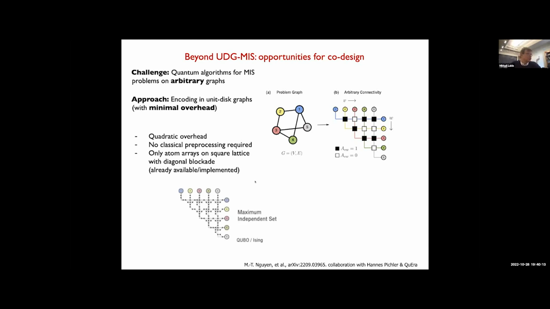In fact, we showed that one can encode maximum independent set with non-unit disk graphs, Kubo Ising problems, and even things like integer factoring. And what you see here is an atom arrangement which allows you to do it. So there is a lot of potential in terms of implementing these techniques, and this is something that we work on together with Hannes Pichler and our collaborators at QuEra Computing.